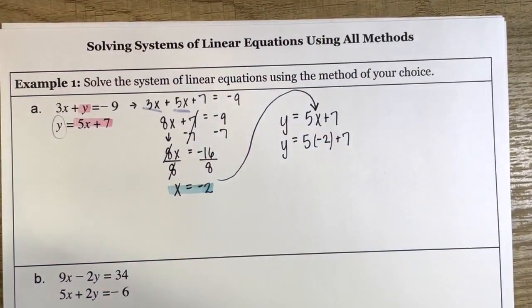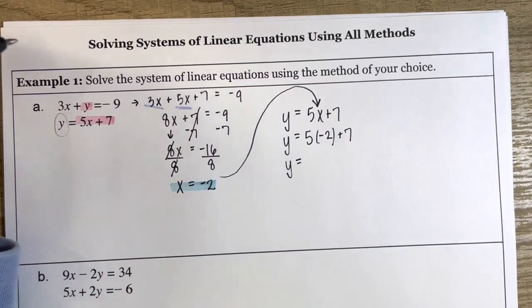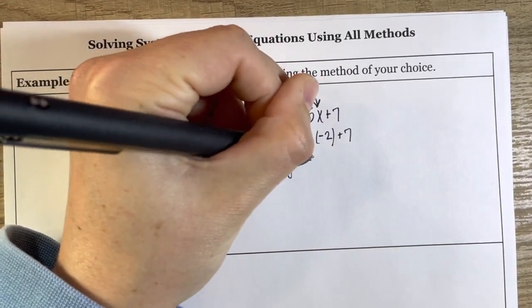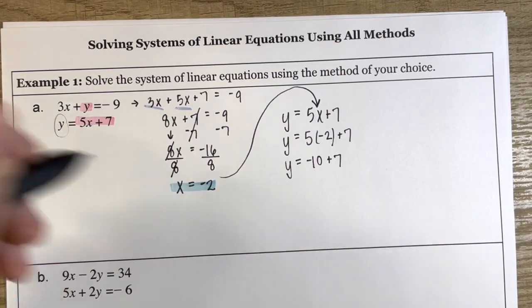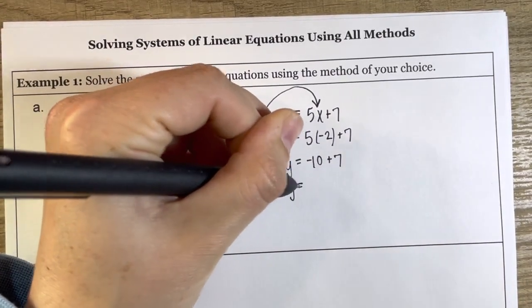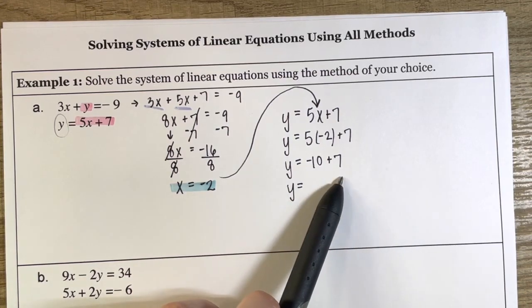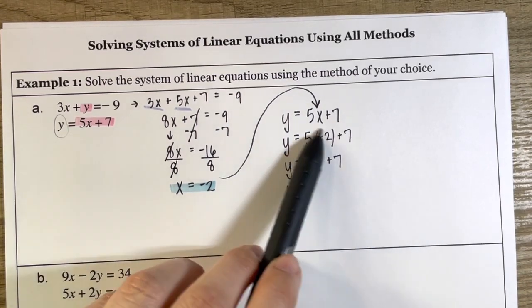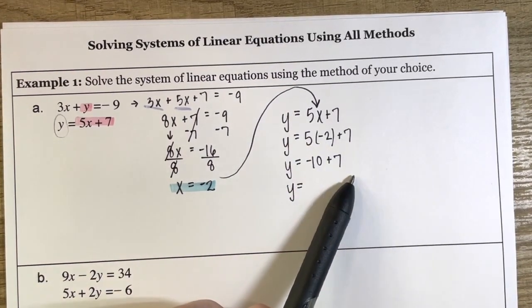Plus 7. And then now I'll follow order of operations to simplify. So y equals 5 times -2. So that's -10 plus 7. And then y equals -10 plus 7. So I might have said this was -7 before. Sorry if I did, but 5 times -2 is -10, and then plus 7.